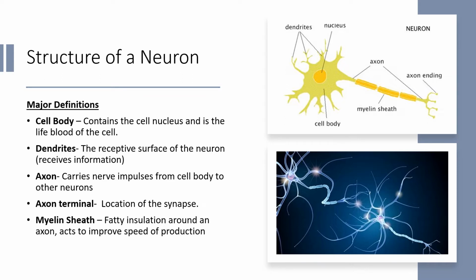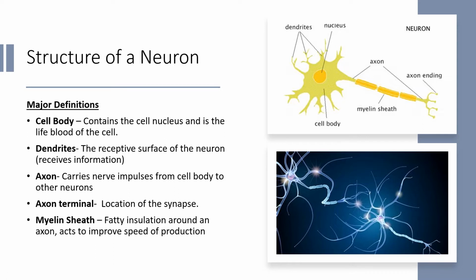So if you look at this slide, you'll see that there are some major structures of the neuron. You'll see many of those in the upper right-hand corner image. You'll see also that there are some definitions of these major structures. So let's look at each of these. The first thing that you'll see in this image is what are called the dendrites. The dendrites receive information from neighboring neurons. They are the receptive surface of the neuron.